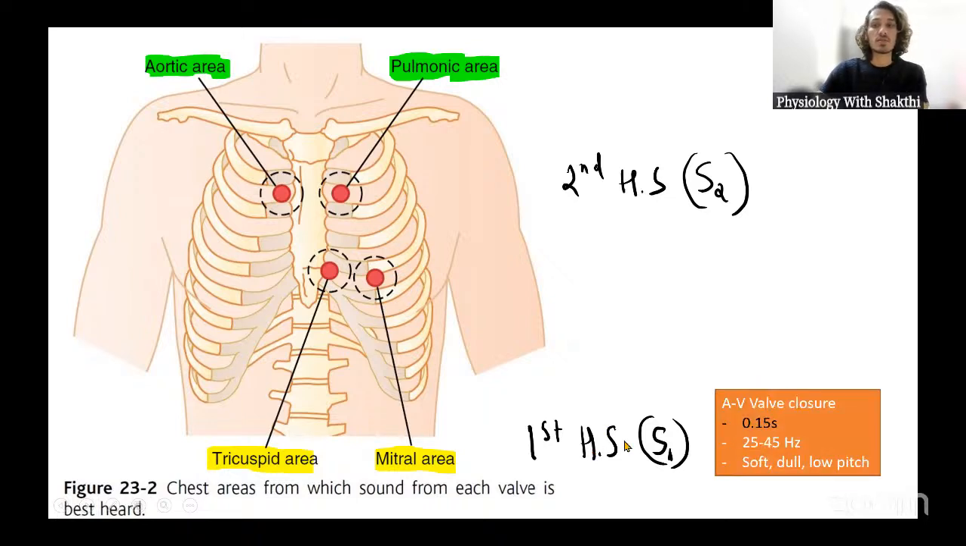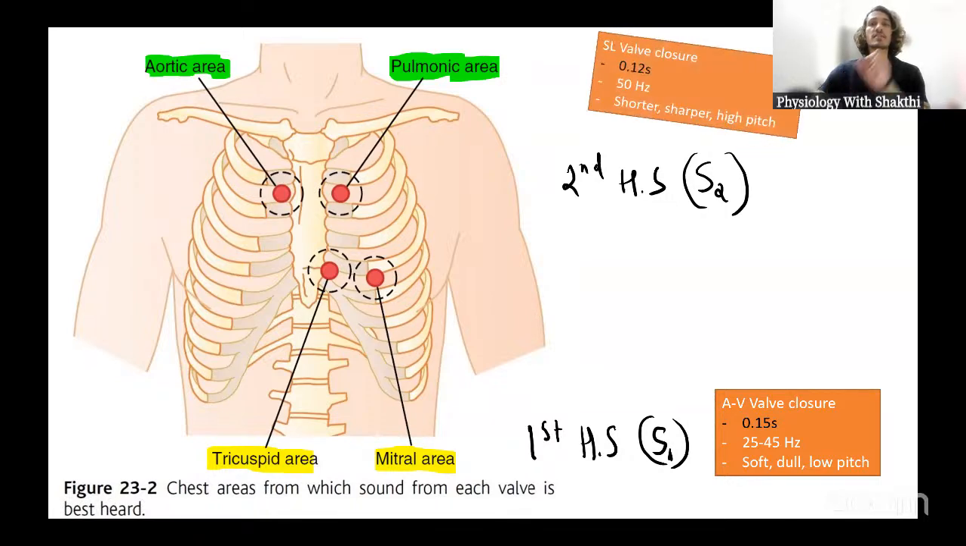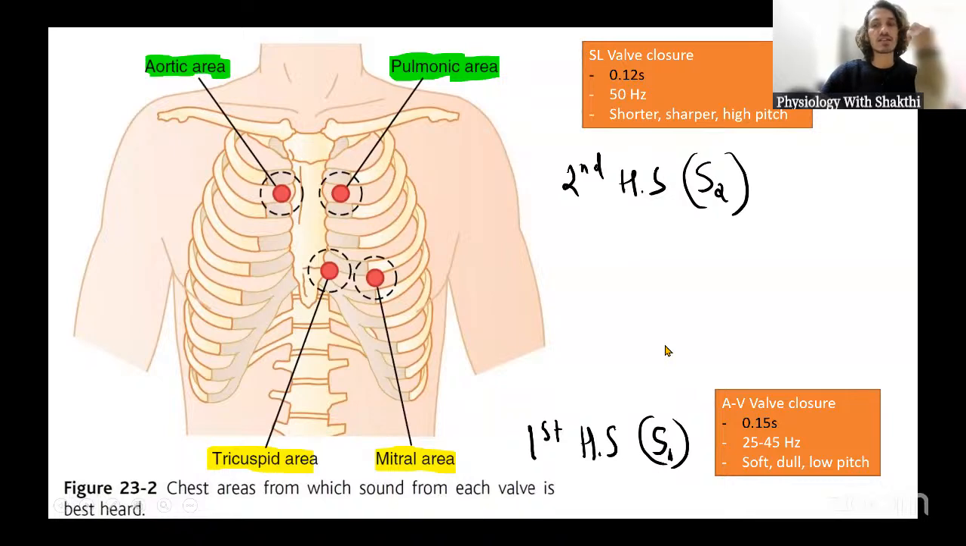Okay, the first heart sound is due to AV valve closure. If you look at it, the pressure difference between the atria and ventricle is not much. So it lasts longer, and it has a lesser frequency of sound. It is soft, dull, low pitched. But for semilunar valve closure, there is a pressure difference between the pulmonary or systemic vasculature and the ventricle. Because of that, it closes much faster, in 0.12 seconds. It has a frequency of 50 Hertz. So it is shorter, sharper, and high-pitched.